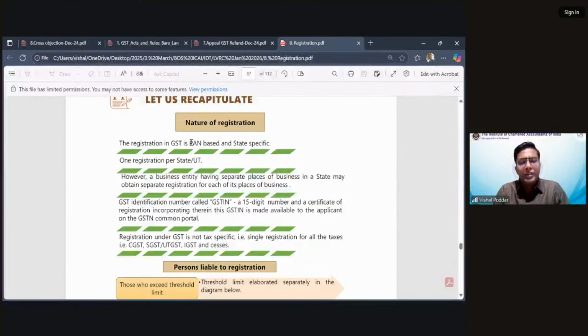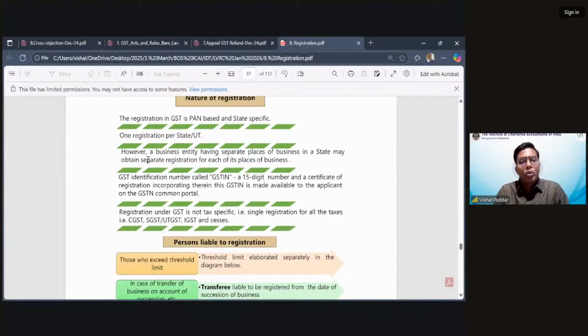But having said that, the second important thing is that registration is also state specific. Now, what do we mean by state specific? State specific means that whenever you are taking registration, it has to be applied for in every state. And as you all would know, in the 15-digit registration number, the first two digits are the state code. So that helps in understanding which state you belong to, that is, you are a registered dealer of which state. So that is the first point.